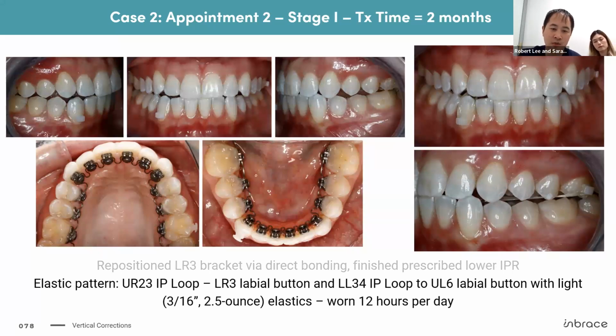So we started the class 3 elastics. Because we're in upper and lower small bore 1, we kept it light. It's a 3/16 inch, 2.5 ounce elastic, just worn about 12 hours a day. And then we also started a vertical elastic from the upper right 2-3 IP loop down to the lower right 3, because I actually wanted to bring the upper right 3 down. So I was okay with getting more single tooth extrusion from that one. So that's why we were doing early elastics there, as well as an early cross elastic, because there was premature anterior interference there.